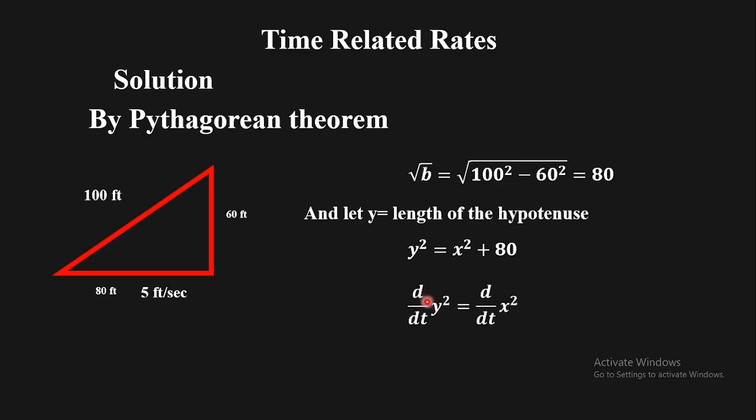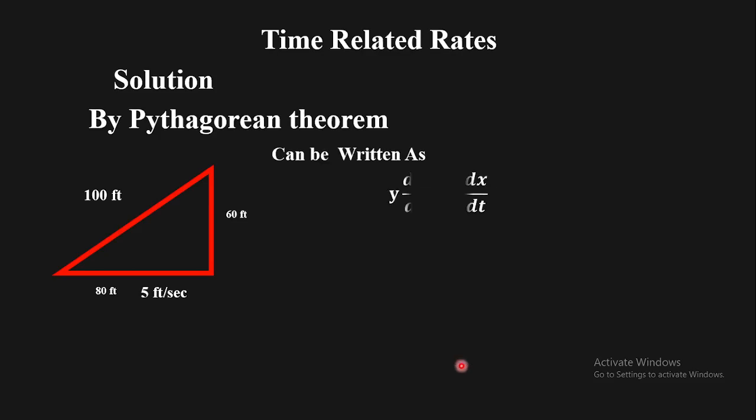So dy over dt. The derivative of y squared and the derivative of x squared with respect to the rate of change in the value of time is 2y dy/dt and 2x dx/dt respectively. 2y dy/dt is equivalent to 2x dx/dt. We divide both sides by 2, and we can write this equation as y times dy/dt is equivalent to x times dx over dt.